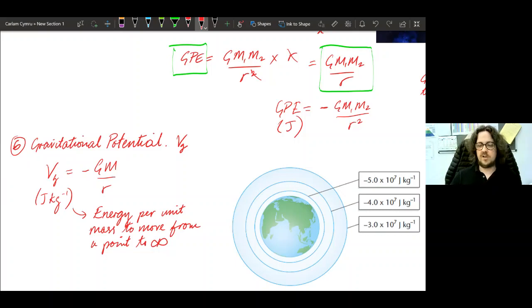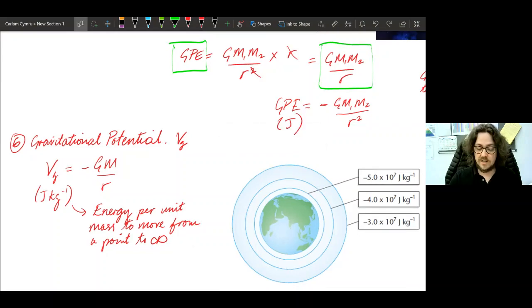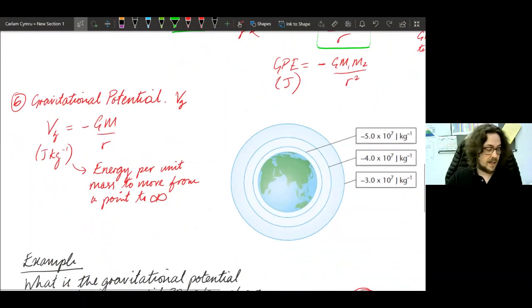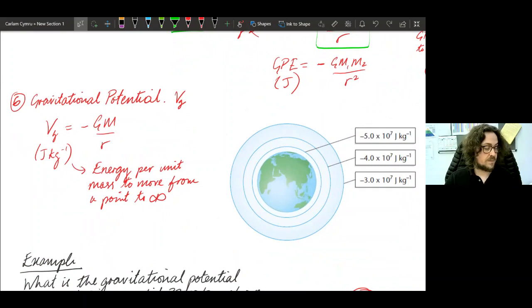Each kilogram of mass. So we're saying, look, how many joules of energy per kilogram is it going to cost us to move this object out of the Earth's gravitational field?